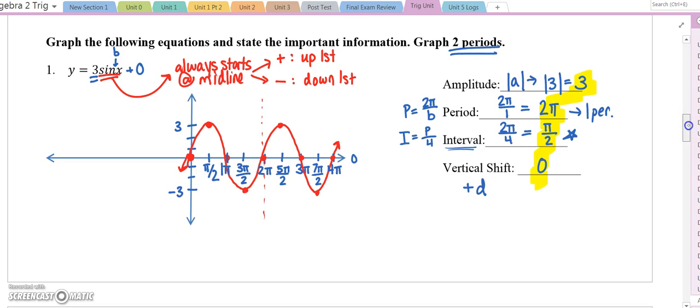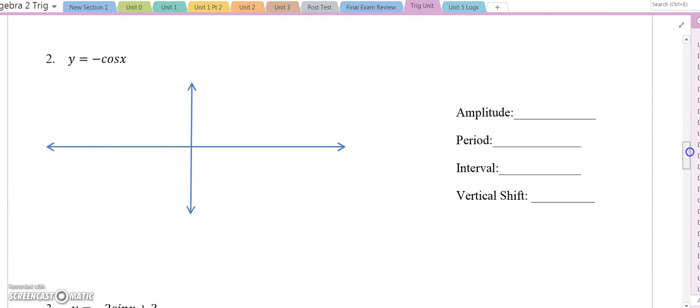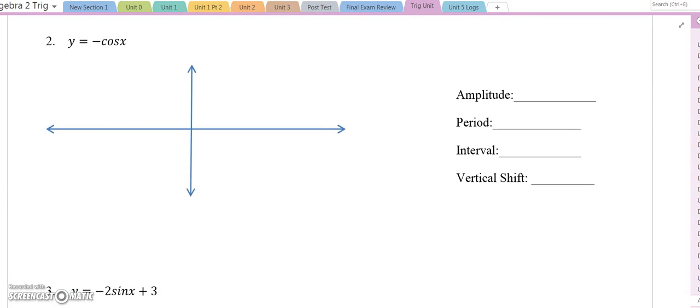All right, let's try another one. So scroll down, let's do number 2. Number 2, the amplitude. Once again, we're looking at the number in front. Well, what number is that? It's a -1. But remember, amplitude is the absolute value. So the absolute value of -1 is just 1.